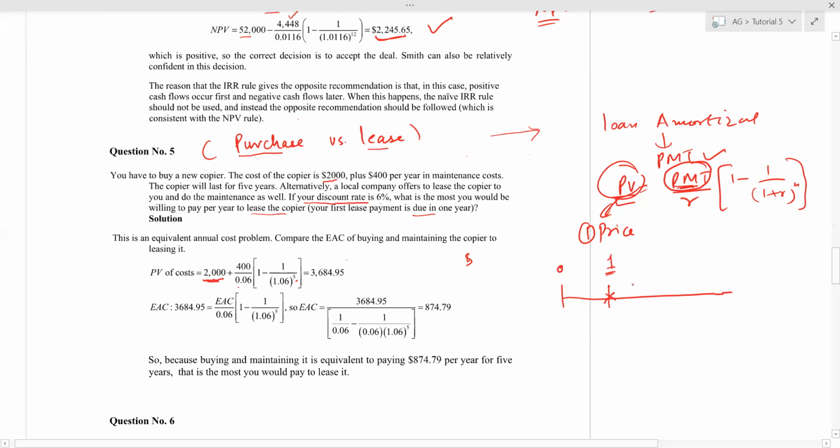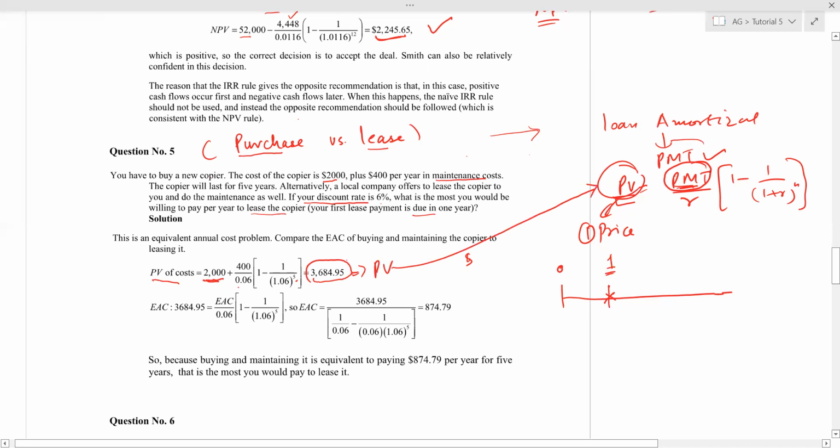Okay, so first we need to calculate the cost of the copier, so that once we know it, then we can calculate it with respect to lease. Okay, so present value of cost is equal to initial cost plus present value of the maintenance costs. So it is equal to 3684.95. So this is equal to present value, similar to the present value I just mentioned.